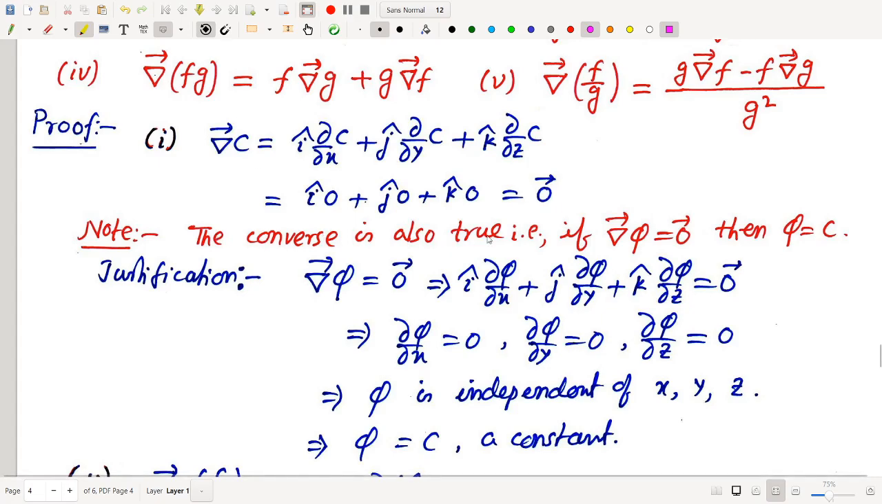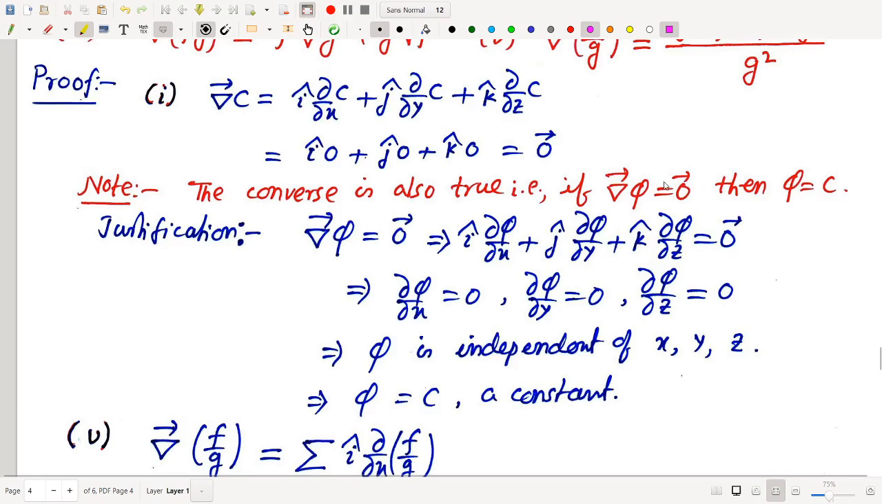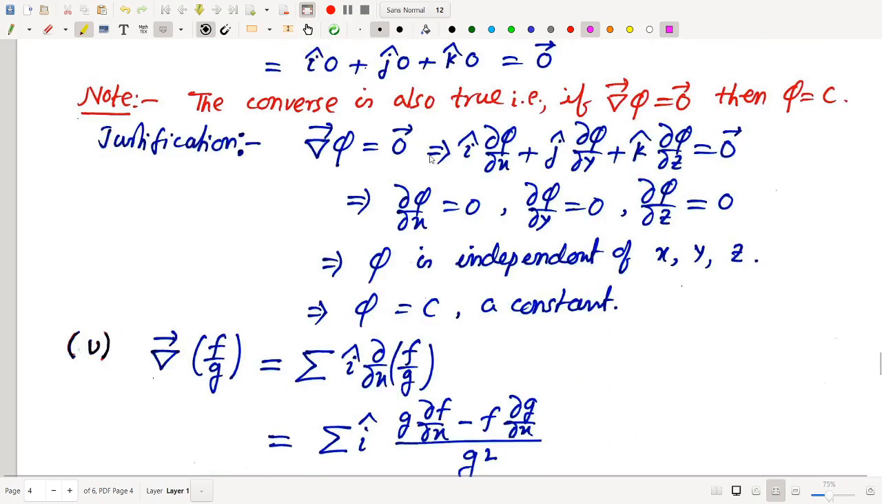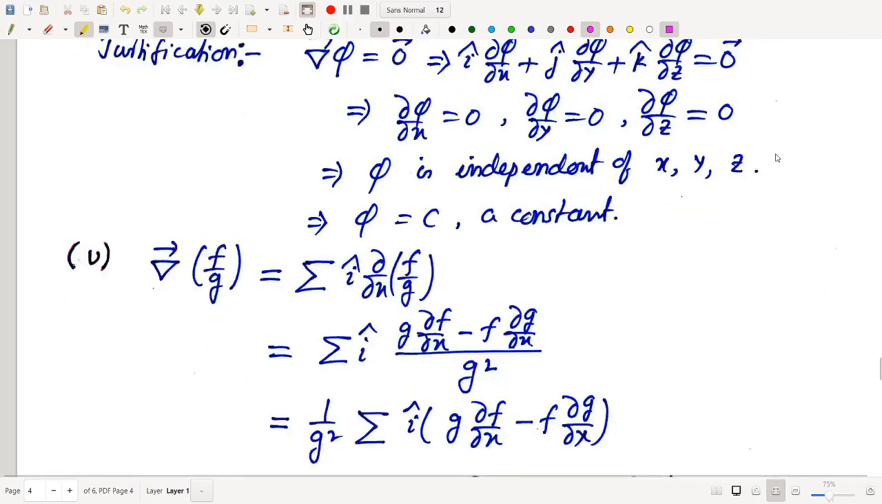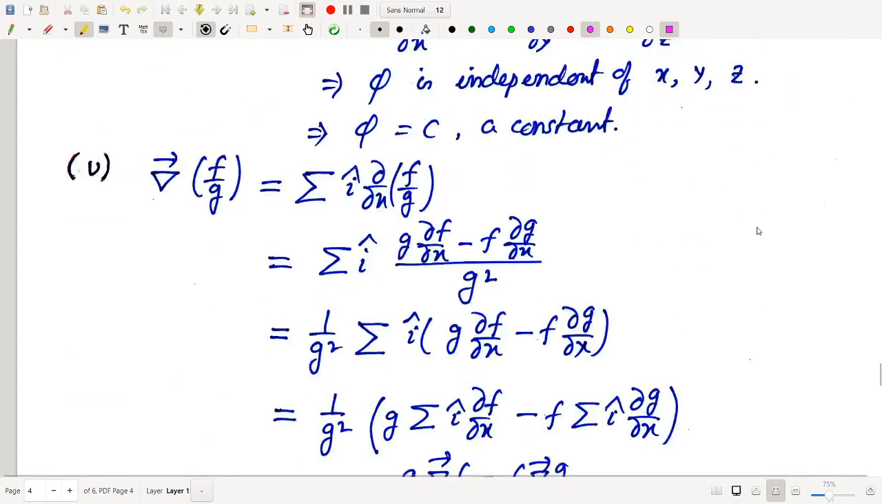But we note that the converse is also true. That is, if gradient of phi is the 0 vector, then phi is a constant, phi equal to c. We can see the justification here. Suppose gradient of phi is the 0 vector, means i del phi by del x plus j del phi by del y plus k del phi by del z is the 0 vector. Therefore, if a vector is the 0 vector, then all its components are also 0, means the coefficients of i cap, j cap, k cap are separately 0. So del phi by del x is 0, del phi by del y is 0, del phi by del z is 0. That means phi is independent of x, independent of y, independent of z. All partial derivatives are 0. That means phi does not contain x, y, z, means phi is a constant. Therefore, phi is equal to c, a constant. So the converse is also proved.